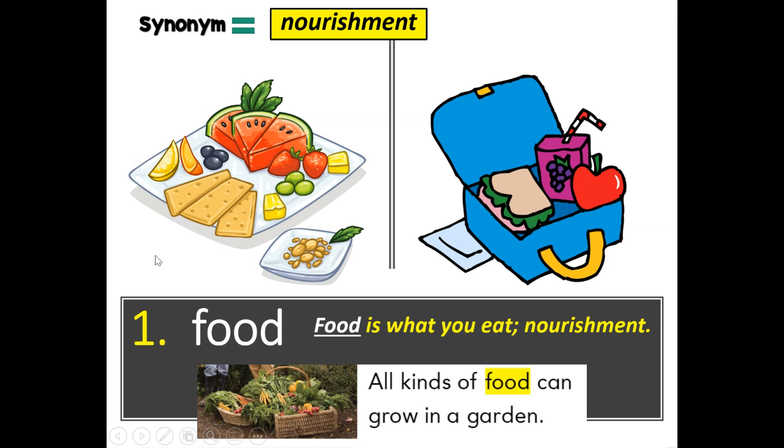All kinds of food can grow in a garden. You could also say all kinds of nourishment can grow in a garden because food gives you nutrients and helps you grow. It nourishes you.